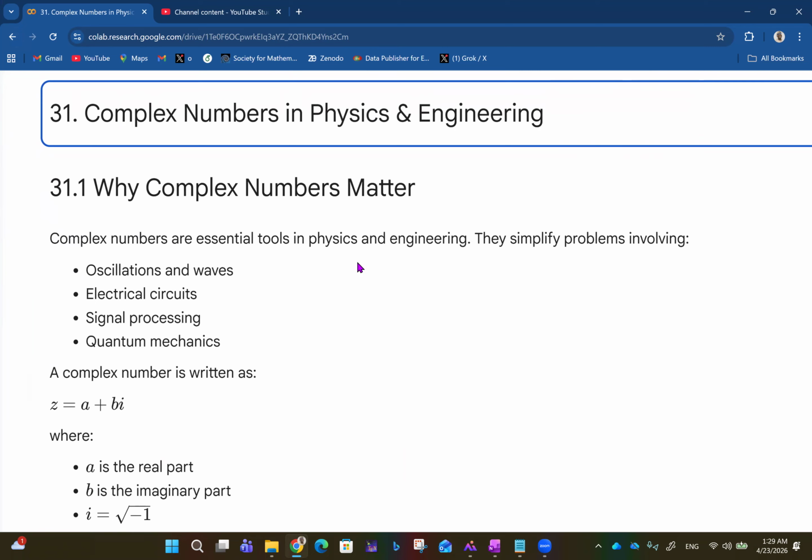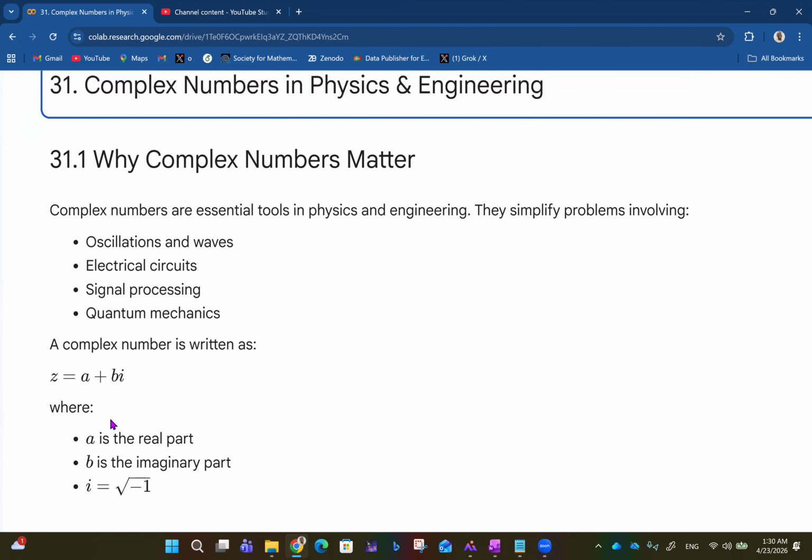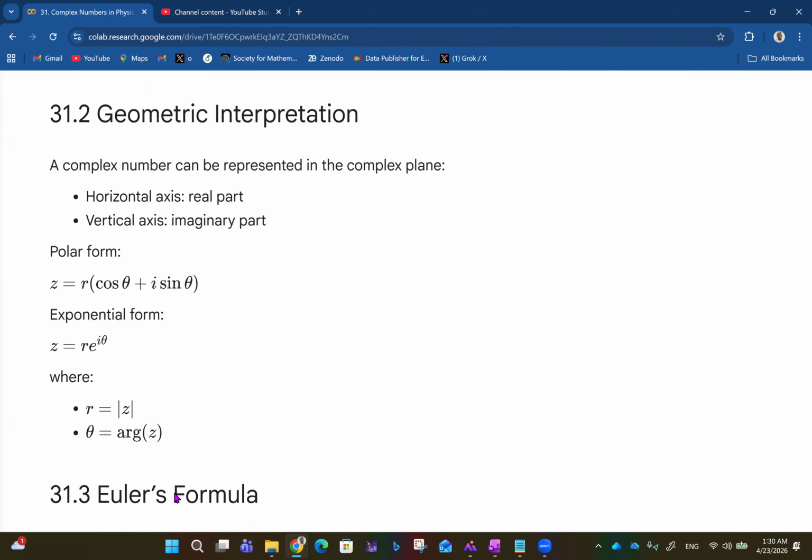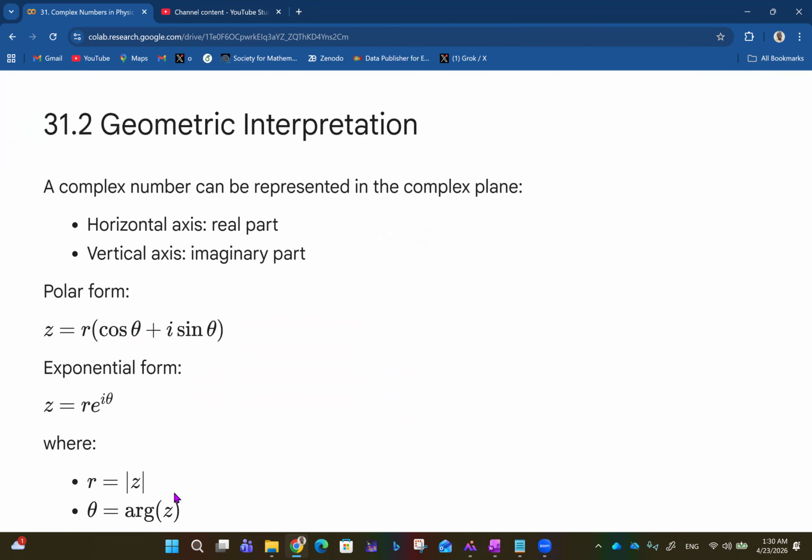Complex numbers are essential tools in physics and engineering because they simplify problems involving oscillations and waves, electrical circuits, signal processing, quantum mechanics. So, a complex number is written as z equals a plus bi. We know that already, where a is the real part and b is the imaginary part, and i actually means the square root of negative 1. So the geometric interpretation is this, that a complex number can be represented in the complex plane. The horizontal axis represents the real part and the vertical axis represents the imaginary part. I demonstrated all that when we started out this playlist.